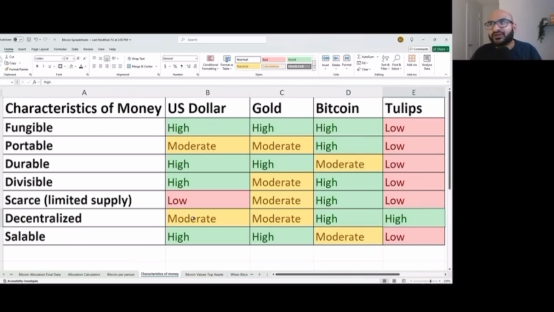The last one here is tulips, because a lot of people like to compare Bitcoin to tulips. If we look at tulips in the same context as Bitcoin, gold, and US dollars, tulips do very, very badly in every single one of these characteristics except decentralization, because anyone can create tulips.